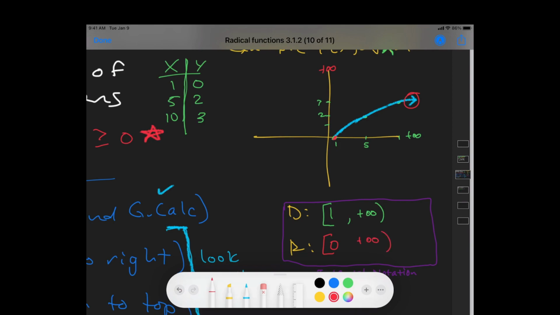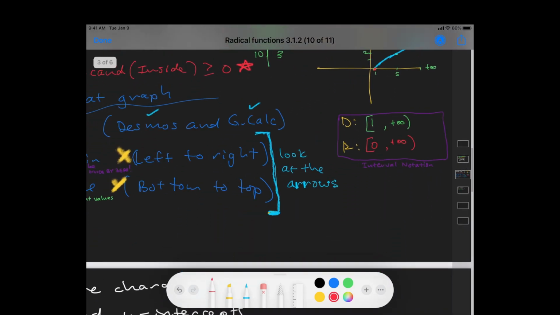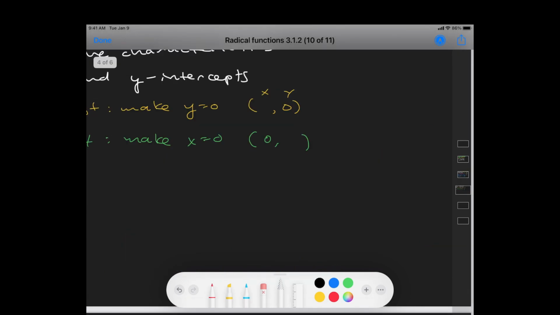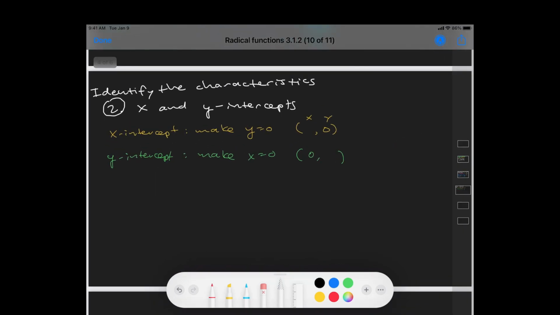What does the domain mean? Basically, we could pick any number that's 1 or greater to put into our function. And the answers are going to be 0 or up to positive infinity. All right, let me copy this. So now that we have a graph, let's go on to how do you find the intercepts?